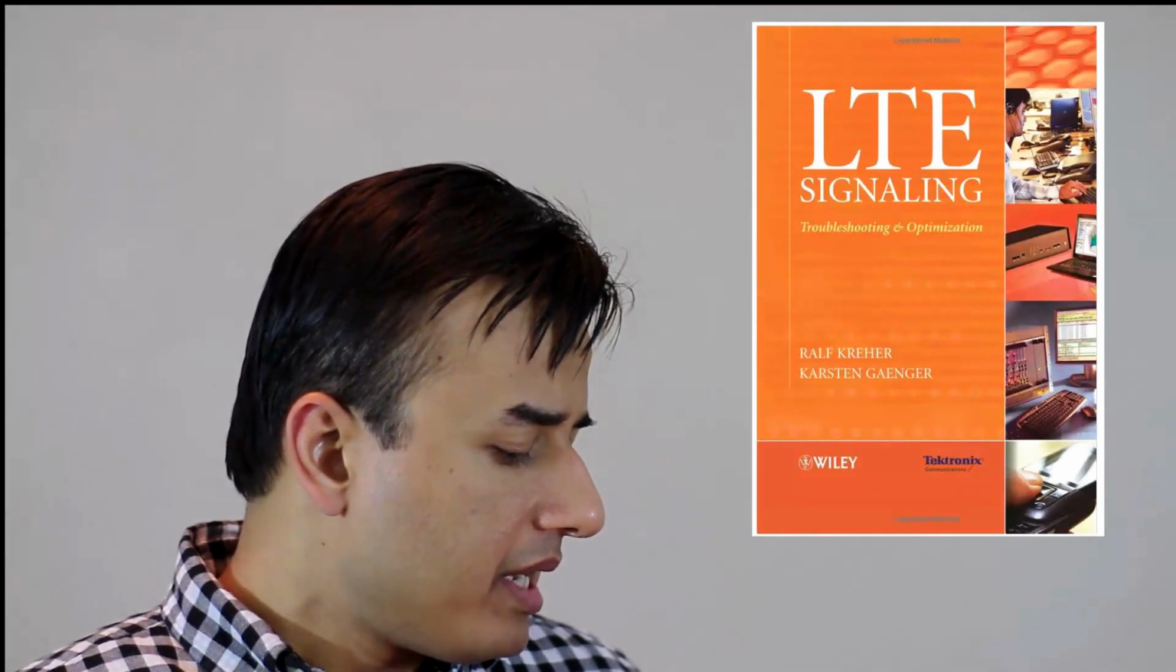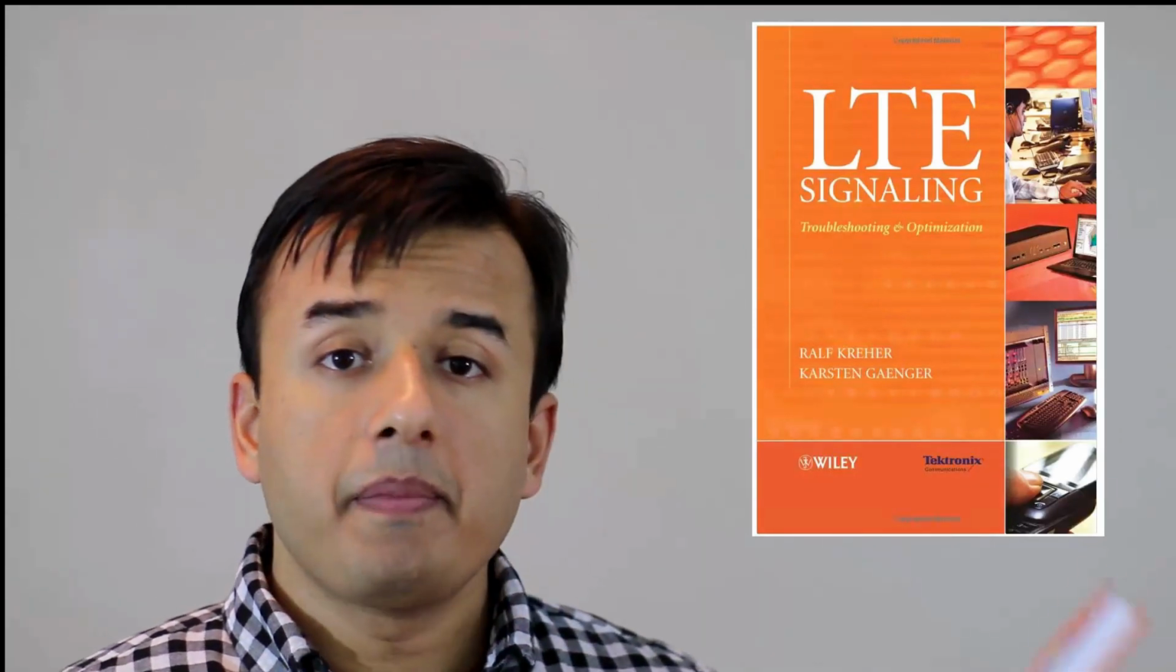The book is written by two authors, Ralph and Karsten, and both of them work in Tektronix Communication in Berlin. So as you can see, both of the authors work in the industry, so the information in this book is to the point. Now, having said that, this book can be used by a lot of you who are in the field and practicing. Before we go into the detail and I talk about the contents, let's talk about the story.